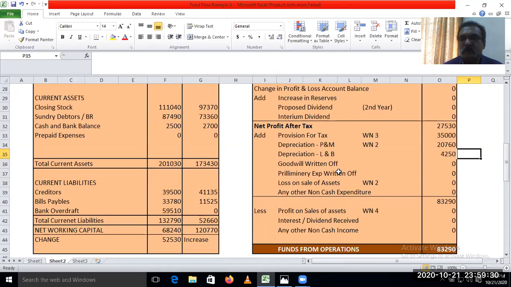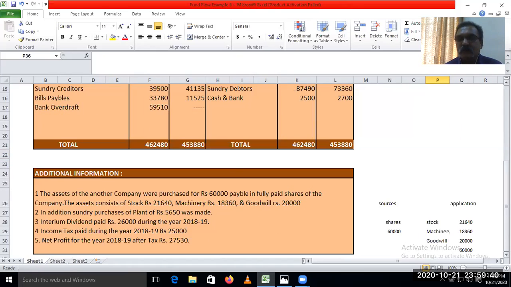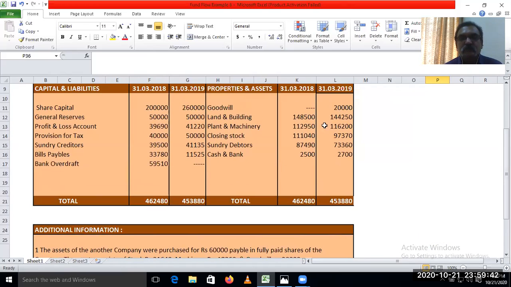Okay. Now check out goodwill written off. What is there? Goodwill written off. Check out the balance sheet. Is it there? Goodwill written off? Anywhere? No. There is a purchase of goodwill. First year it is 0. Second year it is amount. So there is no goodwill written off.